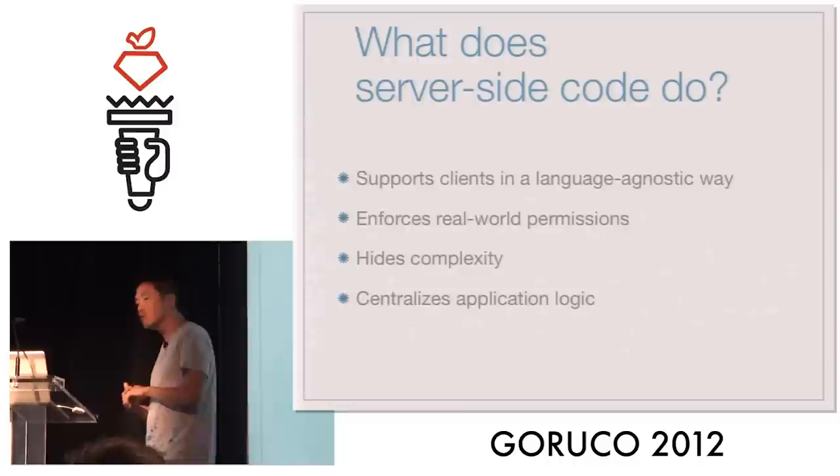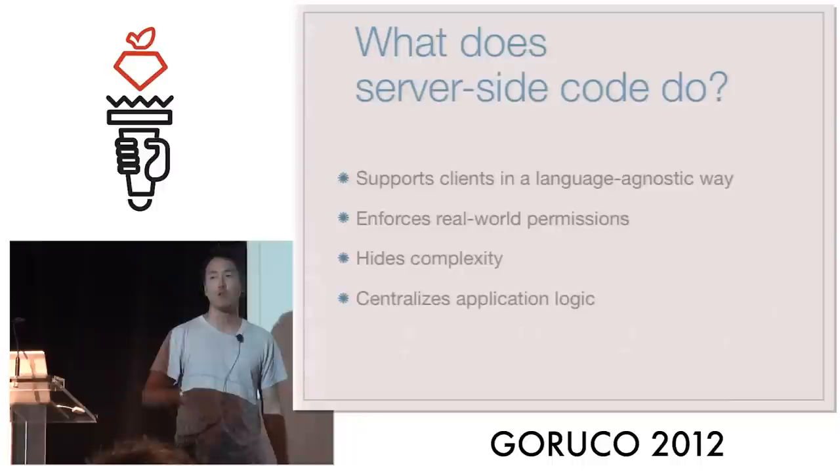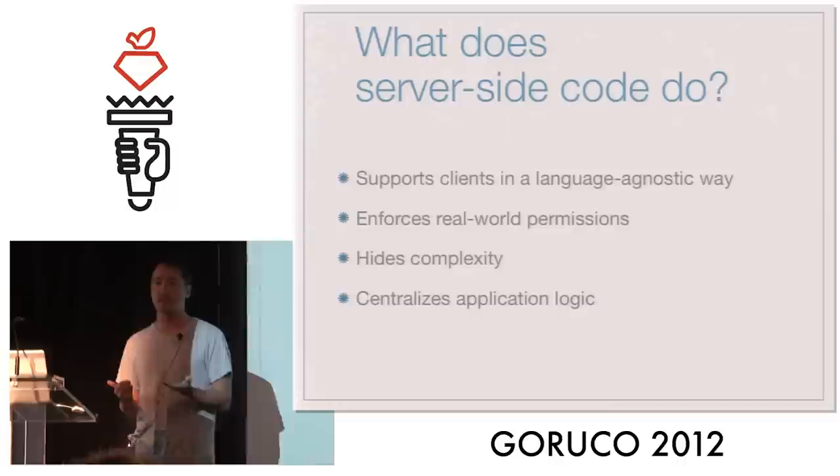Also, in a similar vein, servers hide complexity because it turns out a lot of our jobs is just wiring together crap that has to be wired together, right? It's hard enough writing client code without having to worry about whether this request sends emails directly or they send them through a background worker. Why would you want to deal with that in your web browser? That's insane. And in a similar sense, it centralizes application logic.